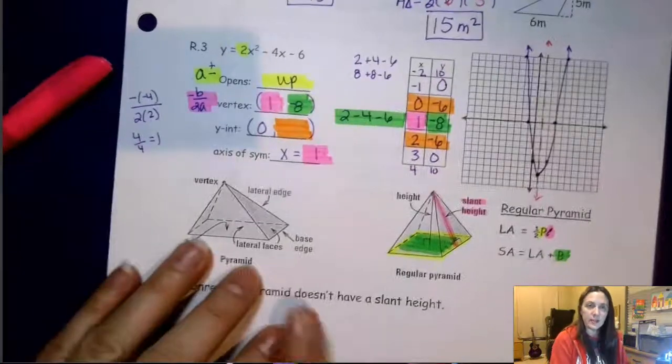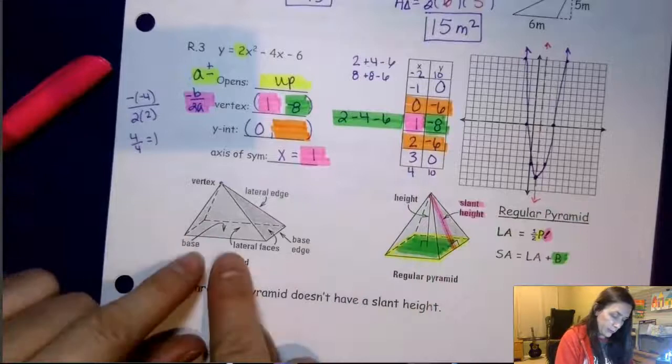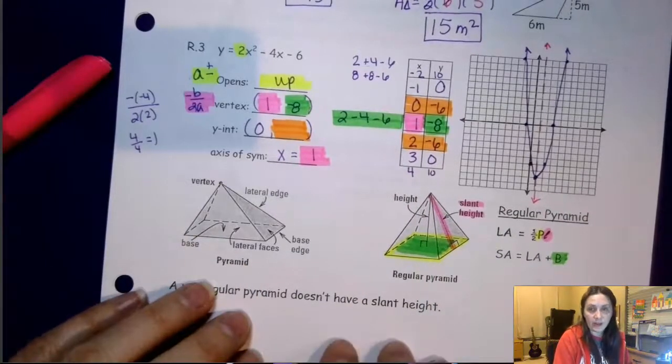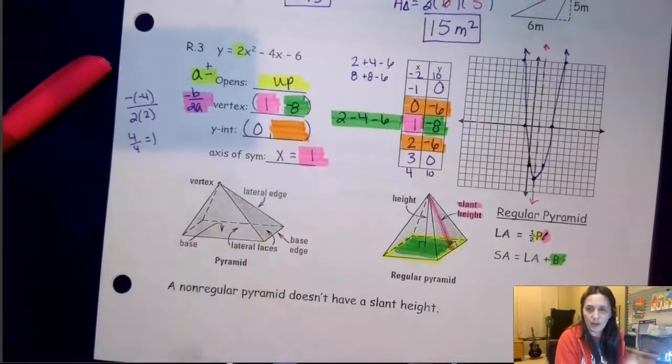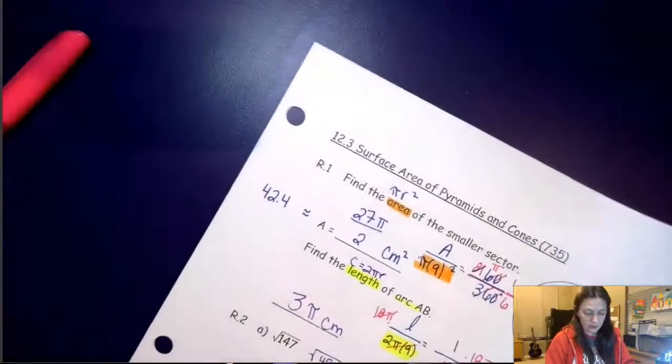So you kind of have to work these out. Here's a pyramid. Lateral faces are all the edges. This one is not regular, it slants a little bit. A non-regular pyramid is not going to have a slant height because they'll be different on every face. Okay, going to the second page.